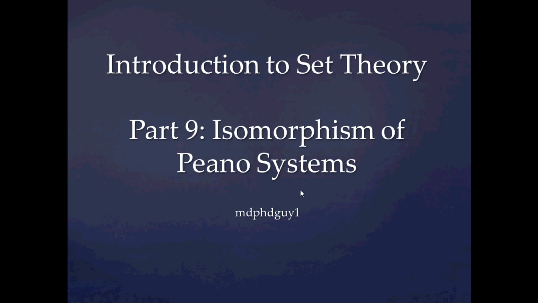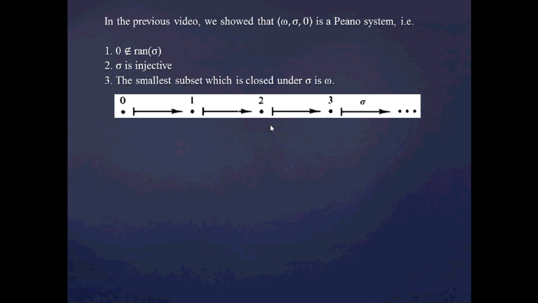Last time we introduced Peano systems, mostly working with the set of natural numbers, and what we're going to show in this video is that all examples of Peano systems are fundamentally very similar in the sense that they have the same structure. And what we're going to show is that they are isomorphic, which is the mathematical term for having the same structure.